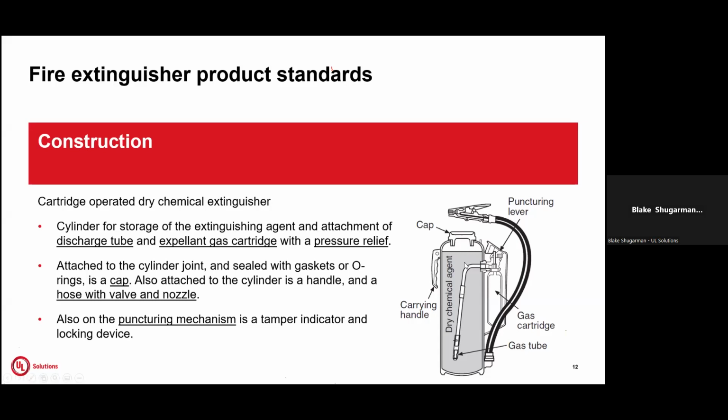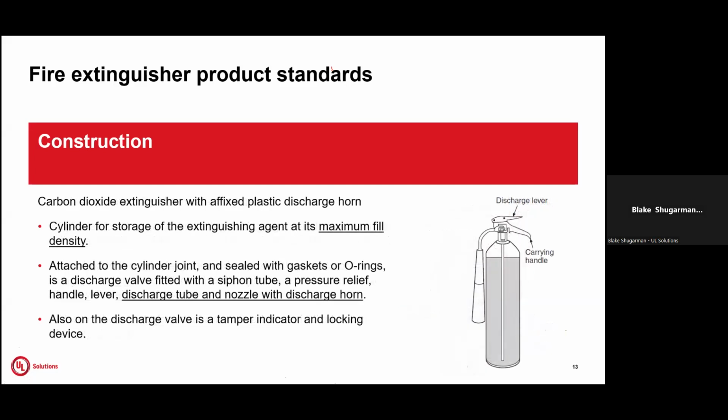Also attached to the cylinder is a handle and a hose and valve and nozzle assembly, which is located at the bottom of the extinguisher. This is a carbon dioxide extinguisher stored under a very high pressure when at the maximum fill density. A discharge tube and nozzle with discharge horn is used to assist in expanding and directing the stored liquid carbon dioxide, which is discharged as a gas.